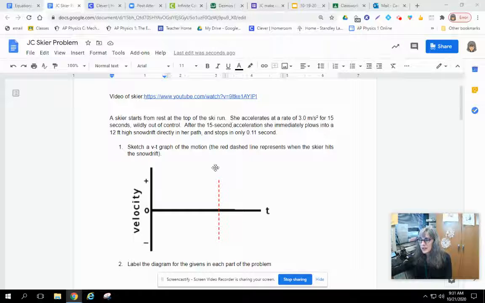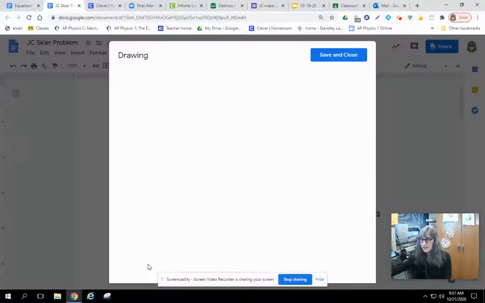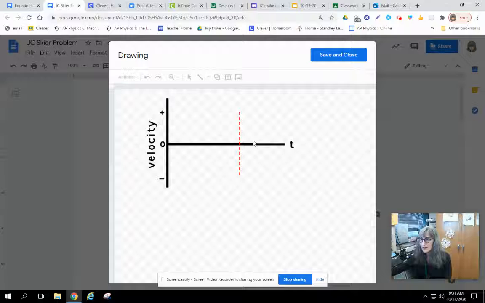First thing we're going to do is sketch a VT graph of the motion. The red dashed line is representing where the skier hits the snowdrift. So we click on our graph and then click Edit. That allows us to get into the drawing window. And then we're going to create a line on here. It'll take a second before it is happy. Once you get the plus sign that doesn't have arrows, you know you can draw.